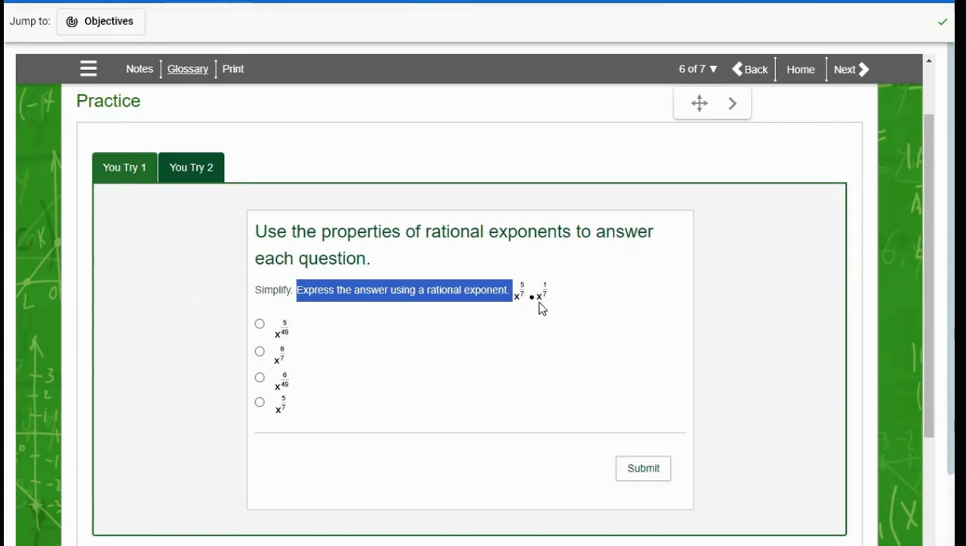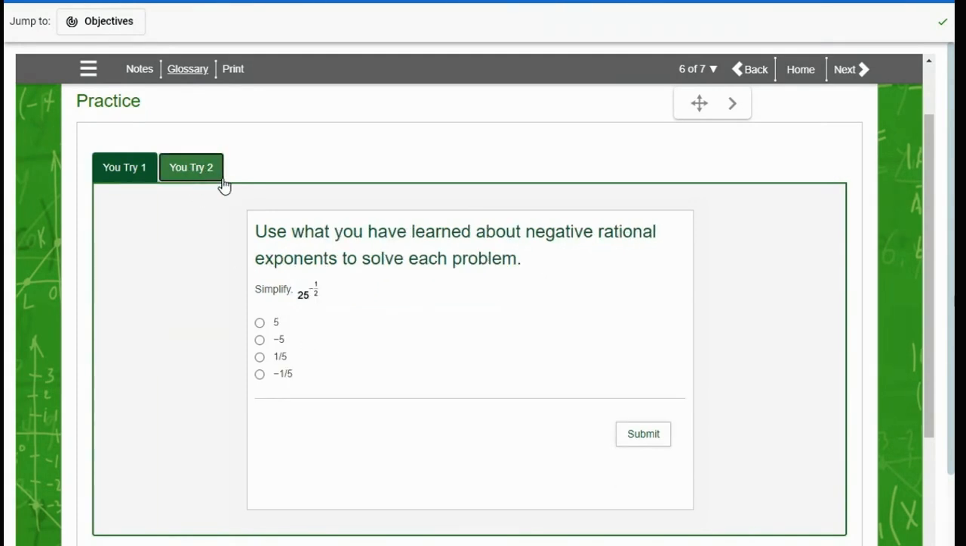So if you multiply those together, what do you do? You add them, right? And then there's a second one. Use what you've learned about negative exponents to solve this. 25 to the -1/2 power would equal which of those answers?